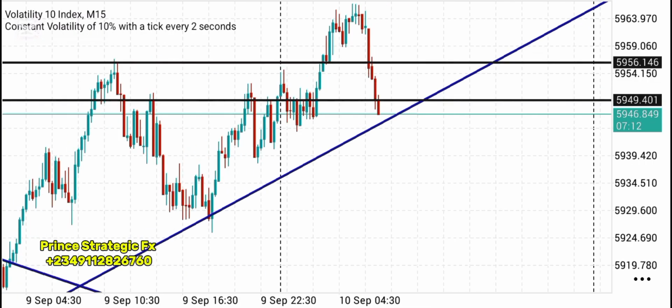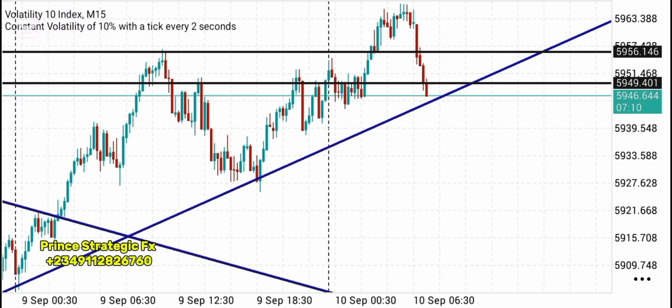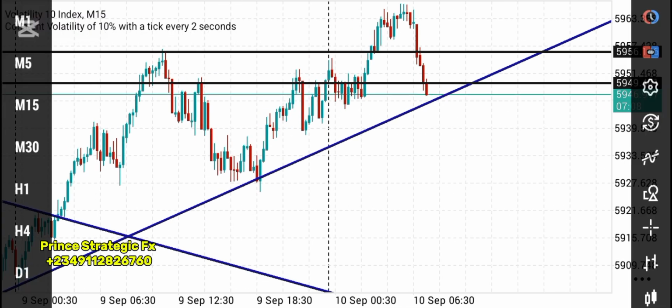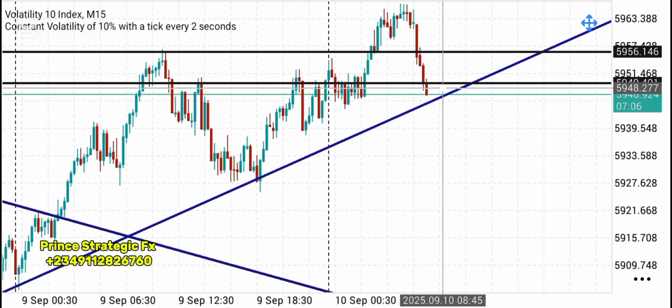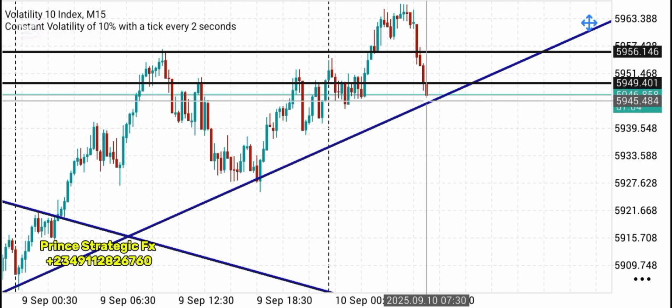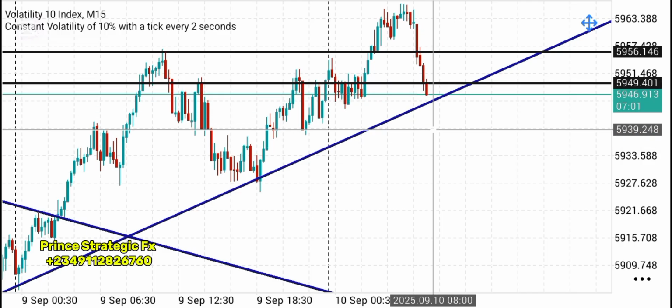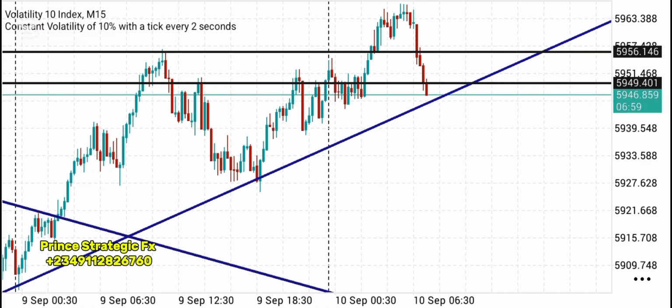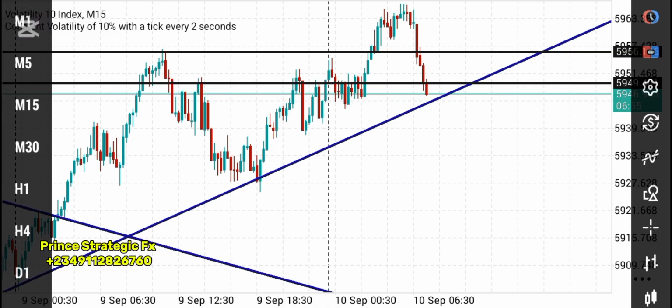Now, let's wait and see if we can get a bullish confirmation from here, right? That's everything that we are looking for. Now, one clear piece of information you may not know about this strategy is that our major trend lines come just from H4 and H1, right?